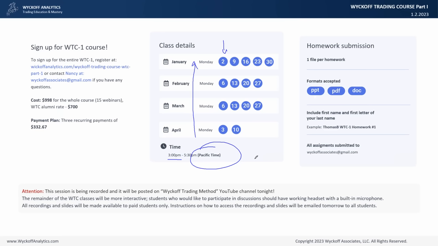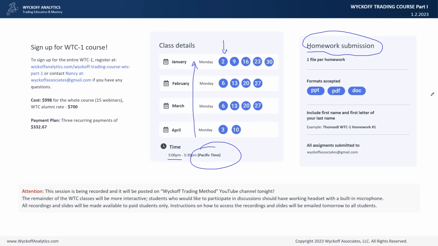For those of you who are students already in this class, you will have the access, or you do have the access to the student profile page, where we are gonna upload the video, upload the slides from this session, and also upload the slides for your homework. So this is where you're gonna go to download the file with the homework, and then you're gonna start working on that.